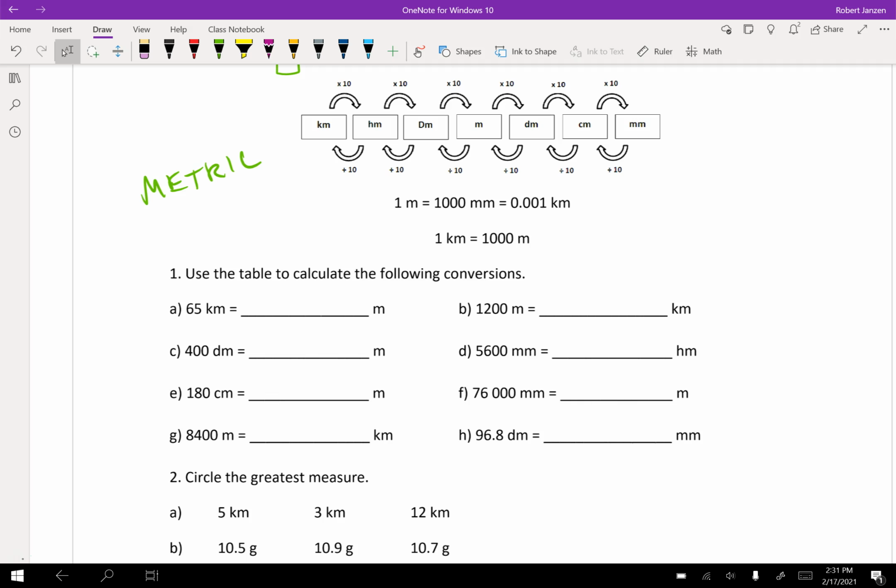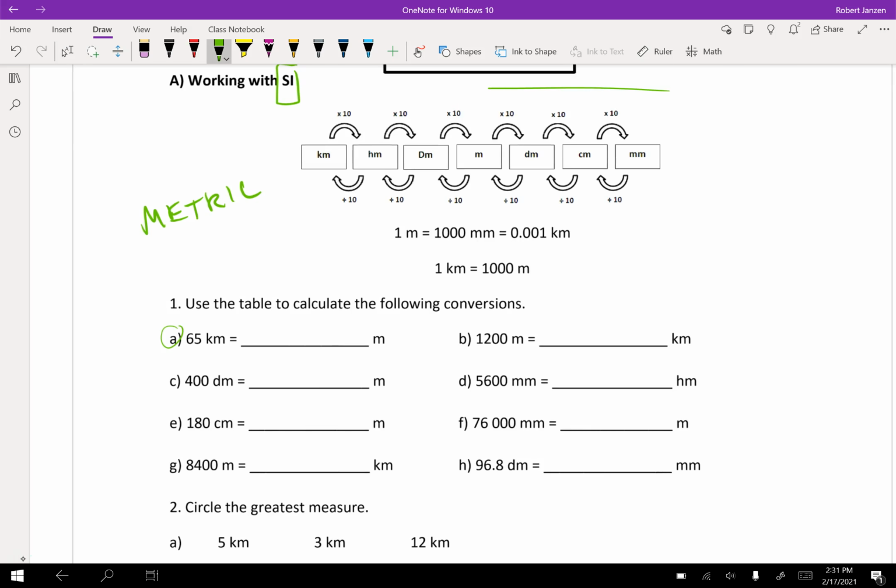Okay, so start here with A. 65 kilometers, how many meters? This chart up here is useful for figuring out conversions. Okay, so it says 65 kilometers. Let me write that here. And I want to end up here. So what I'm going to do is follow these arrows, and I go back 3 times. And when I go back 3 times, I am multiplying by 10 3 times. So this would be 65,000 meters.